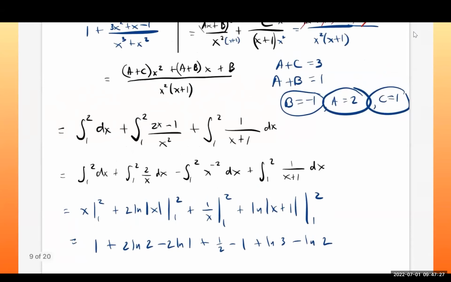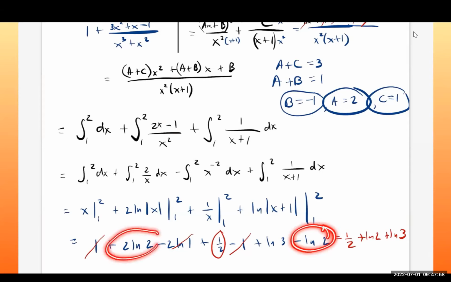All right, and now combining like terms, it looks like this one and this one will cancel. Ln of 1 is 0. And then you can combine these two ln's. And so we're going to end up with 1/2, which is that one. And then we're going to end up with 1 ln of 2 plus ln of 3.